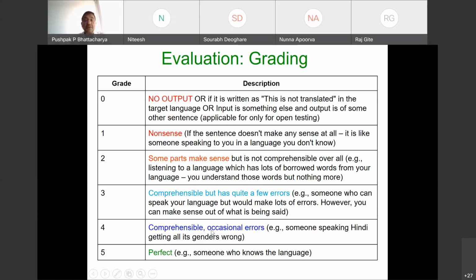4 is comprehensible, occasional errors. For example, someone speaking Hindi getting all its genders wrong. Okay, so Sita khata hai, Ram khata hai, that kind of situation. 5 is perfect. Okay, someone who knows the language. So these are 5 categories going from 0 up to 5. So again, very quickly: 0, no output; 1, nonsense; 2, some parts make sense; 3, comprehensible but has quite a few errors; 4, comprehensible, occasional errors; 5, perfect. Okay, these are the 5 categories.